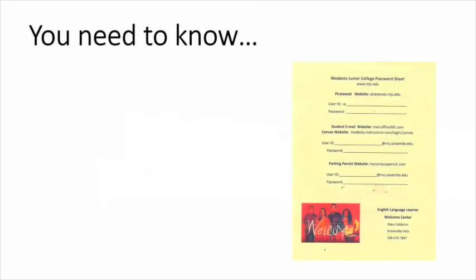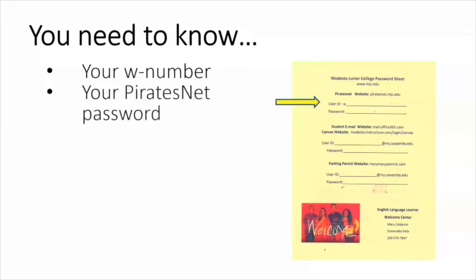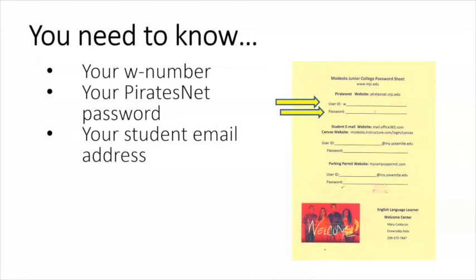Before we start, you need some information. The information you need is on this yellow password card. You should have gotten this card from the office when you registered for your class. You need to know your W number, your PiratesNet password, and your student email address. Check the card now to see if you have this information. Pause the video if you need to.